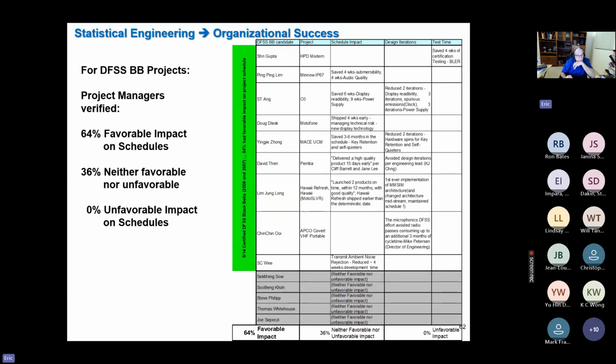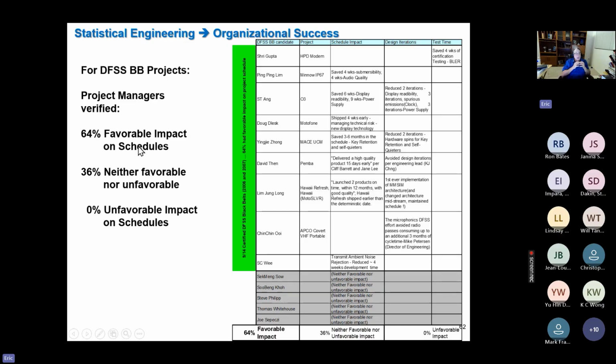All of the project managers were concerned that it would slow down our product development time. So I promised all the project managers and executives at Motorola, government and public safety, that I would take at least the first 10 projects using these approaches and pull in the project manager and ask, what was the impact on the schedule of using statistical engineering? These are the names of the candidates, these are their projects, this is the schedule impact.